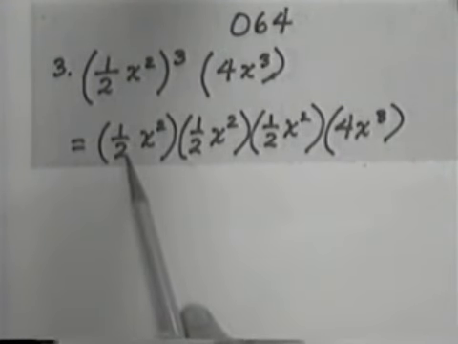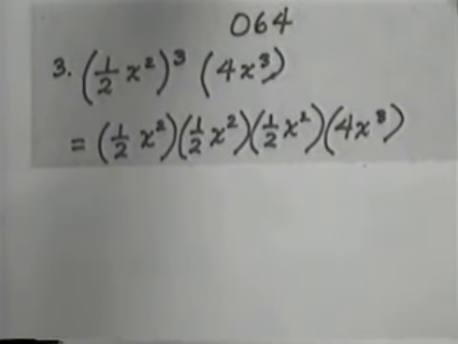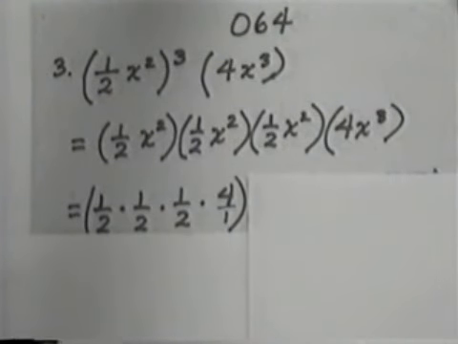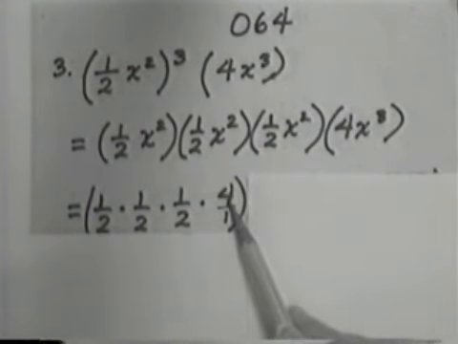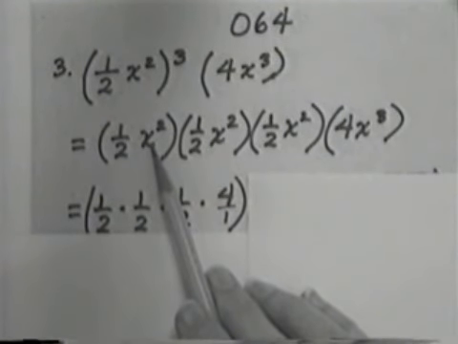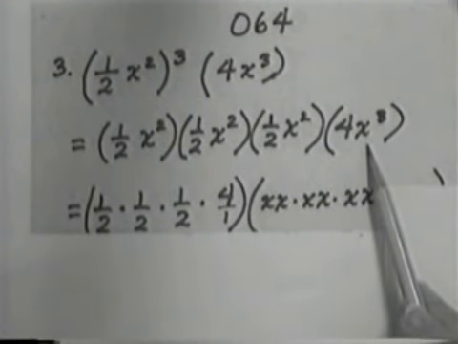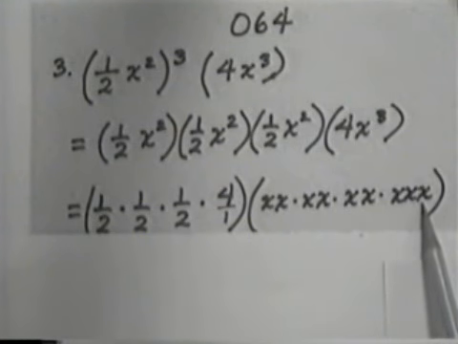Grouping the coefficients together, we'll put together the 1/2 times 1/2 times 1/2 times 4. I'm writing the 4 as 4 over 1 because we have fractions, and writing the last factor in fraction form will make it easier to keep up with. The variables: x squared from the first one, so that's a pair of x's. X squared from the next one, another pair of x's. X squared from the third one, another pair of x's. And x to the third power from the last one, so a string of 3 x's.